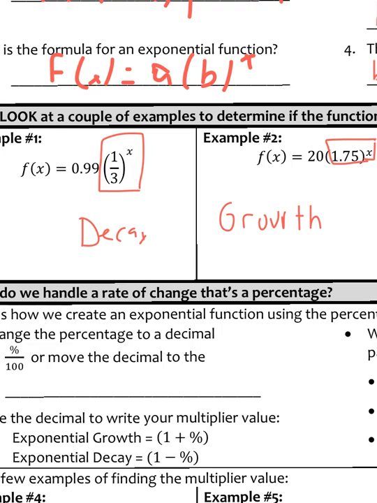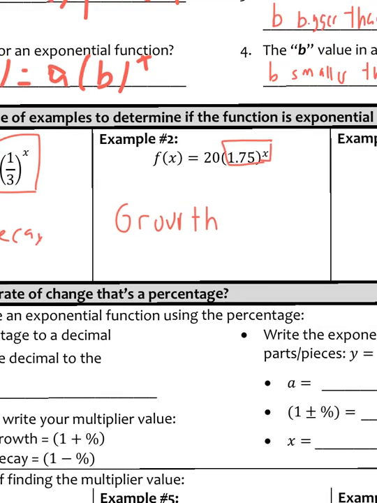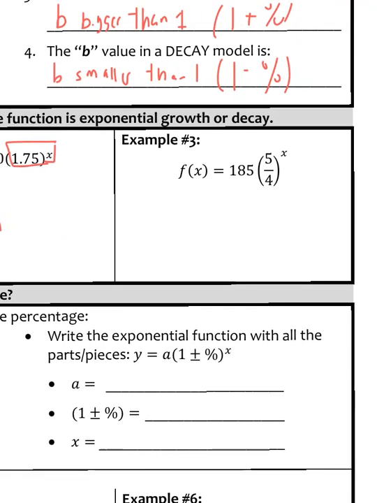Looking at example 3, I want you guys to write down if it's growth or decay. And 5/4 is what we're paying attention to. Hopefully you wrote growth for that.